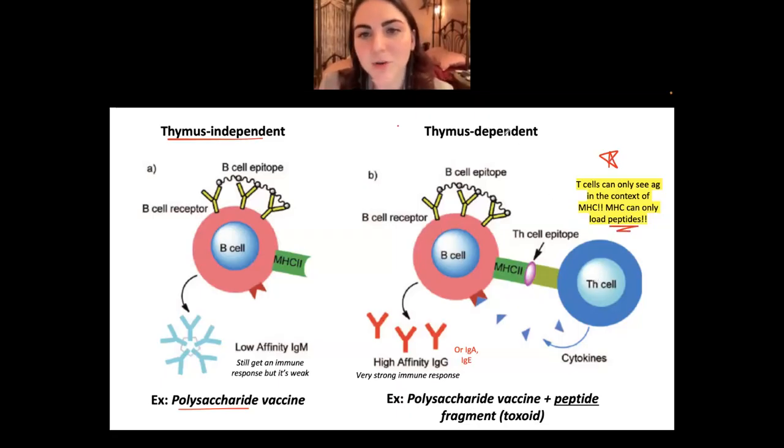So this image isn't great. It's not showing signal 2. Remember, you need signal 2. This is showing signal 1. We need signal 2. We need co-stimulation. So we need CD40 and CD40 ligand.